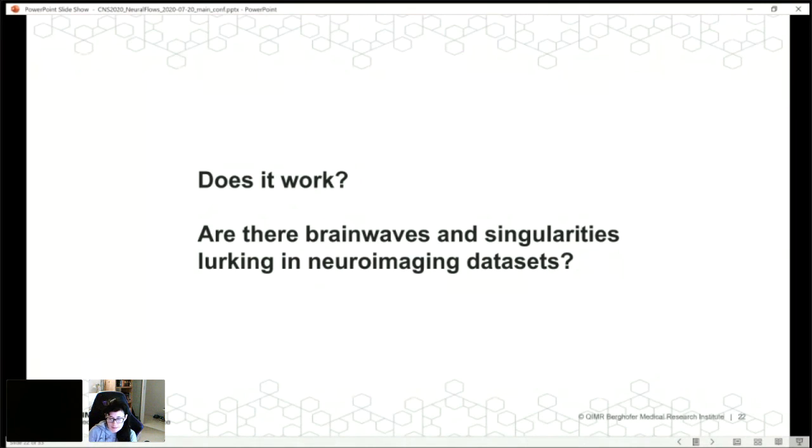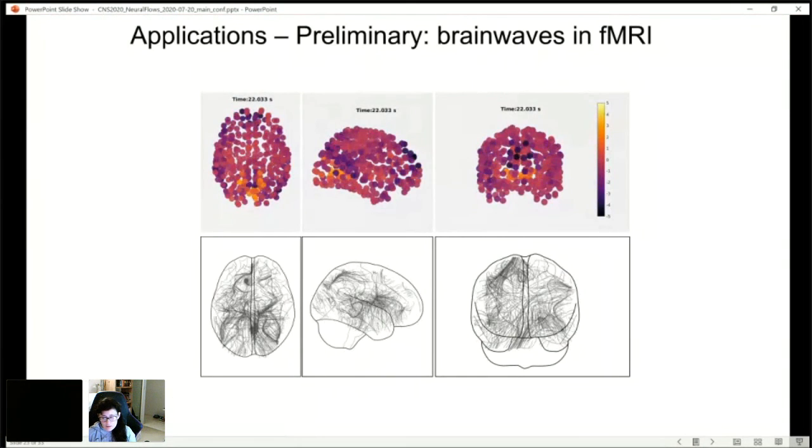Are there really brainwaves and singularities lurking in neuroimaging datasets? Well, spoiler alert, there are actually, because those summary statistics I showed you earlier are from an fMRI dataset, and I will show you now. Hopefully it's not too jumpy.